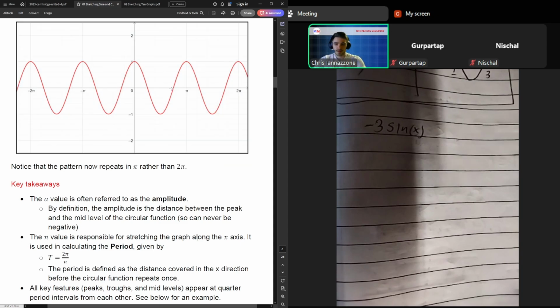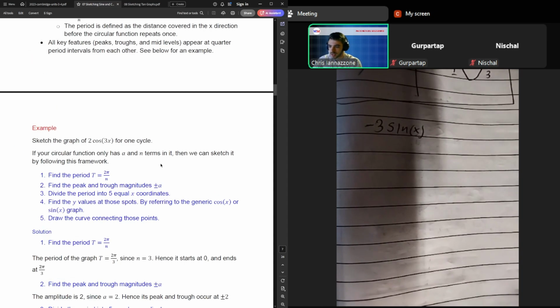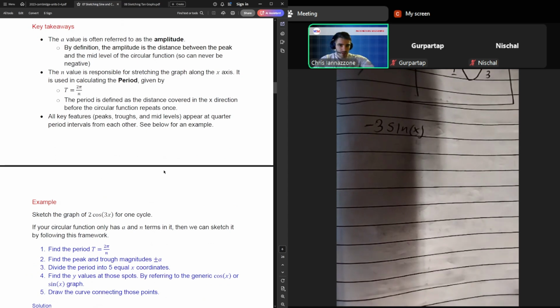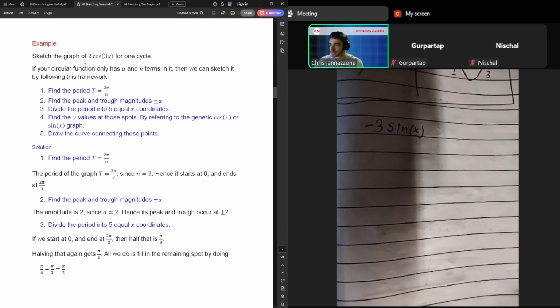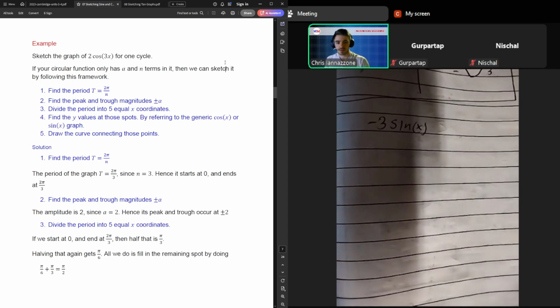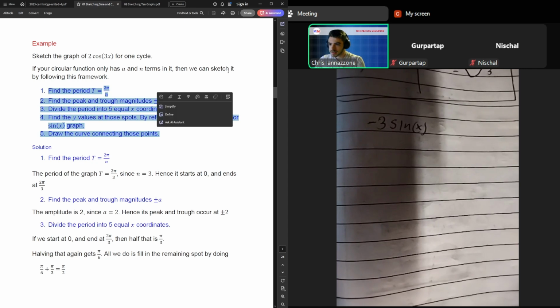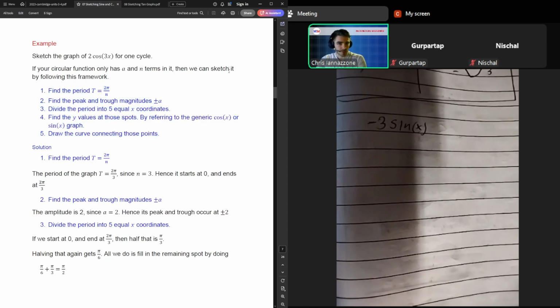So what you'll find is that when you're sketching these by hand, you're going to be basically dotting out peaks, troughs, and mid-levels, and then just drawing a curve to join all those key features together. And we'll see an example of what that looks like right here. So we're sketching the graph of 2 cos 3x for one cycle. One cycle just meaning one period, essentially. We use a framework something like this to make sure that we hit all the things that we need to for sketching the circular function.